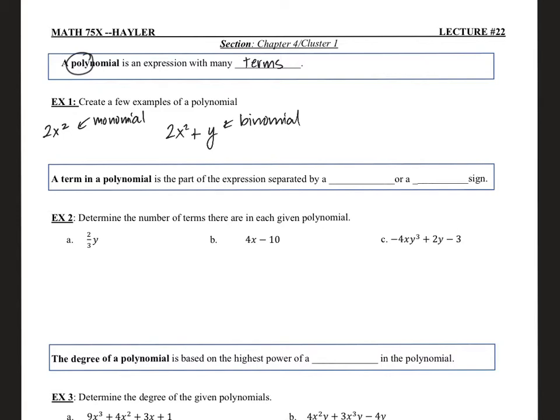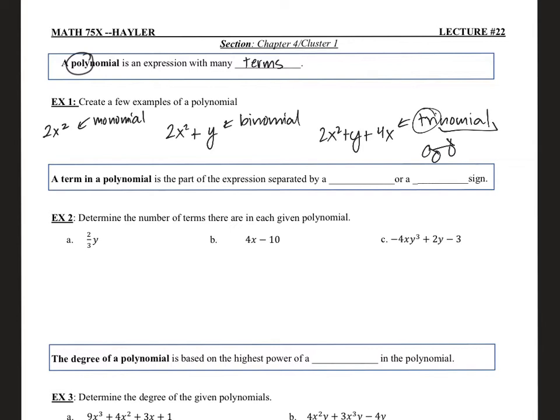Let's go ahead and tack on another term. How about 4x? What would this be called? This would be called a trinomial. Once again, nomial for number, but tri for three, like maybe a tricycle.